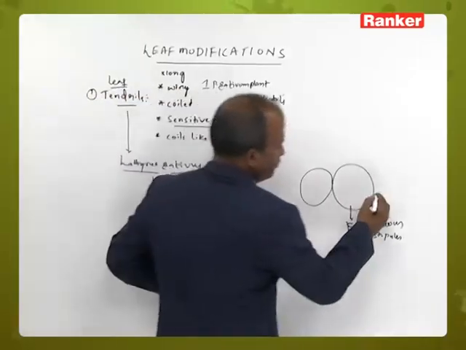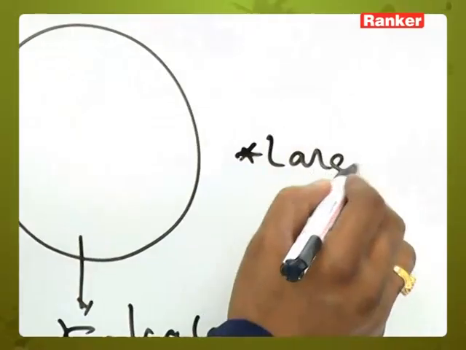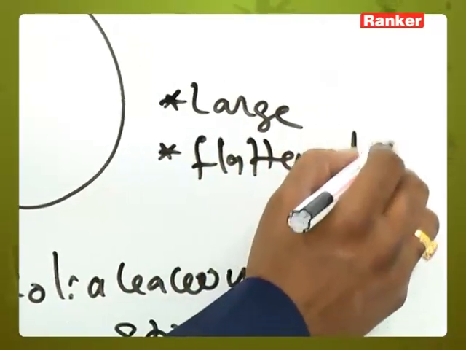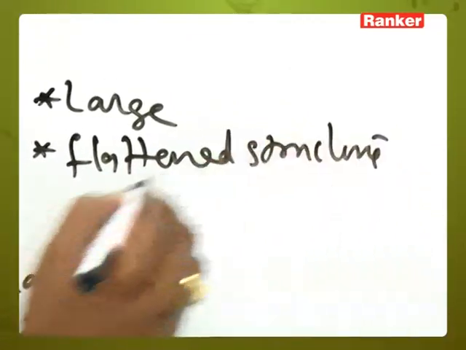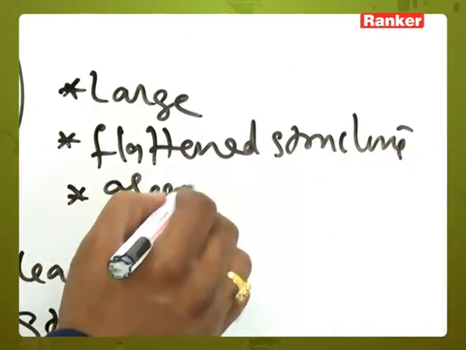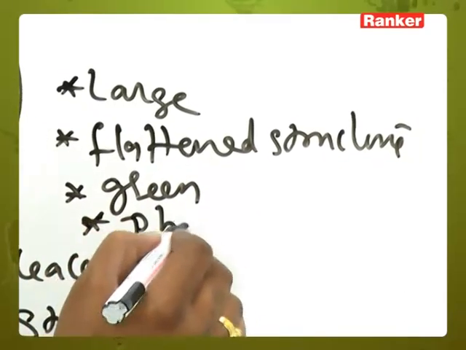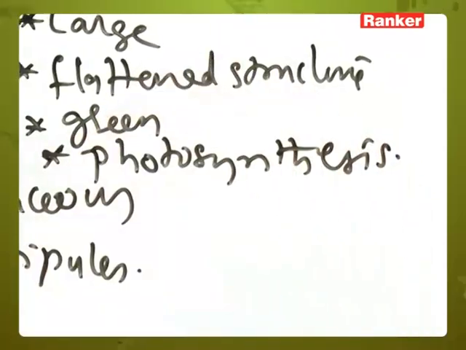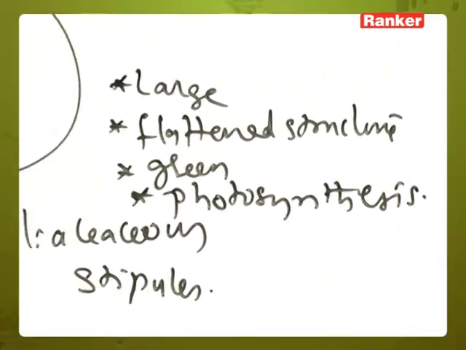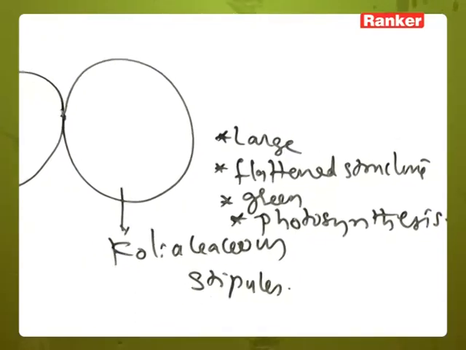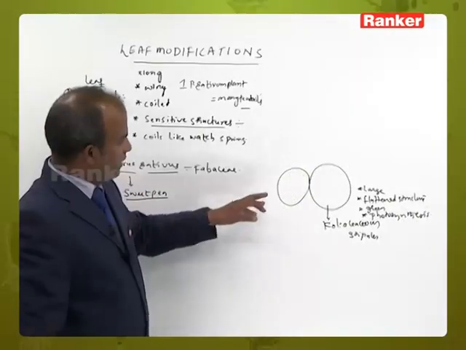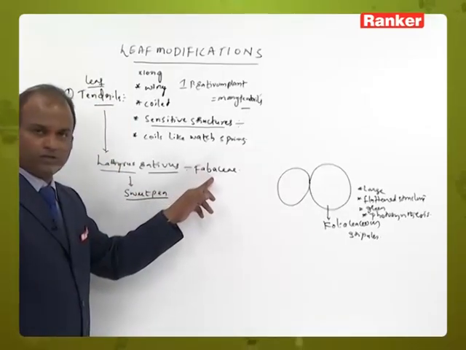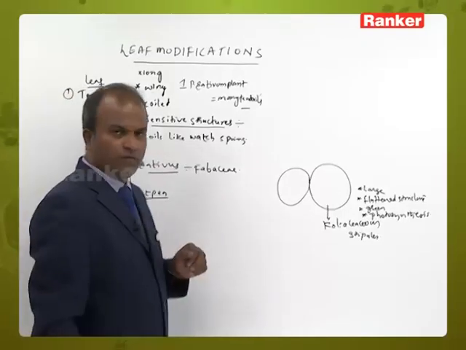That means the foliaceous stipules, whether they are large, yes, they are large. Whether they are flattened structures, yes. Whether they are green in color, yes. Whether they can perform photosynthesis, yes, they can. That means they can prepare their own food material. Example: Lathyrus sativus, commonly known as sweet pea, belongs to the family Fabaceae.